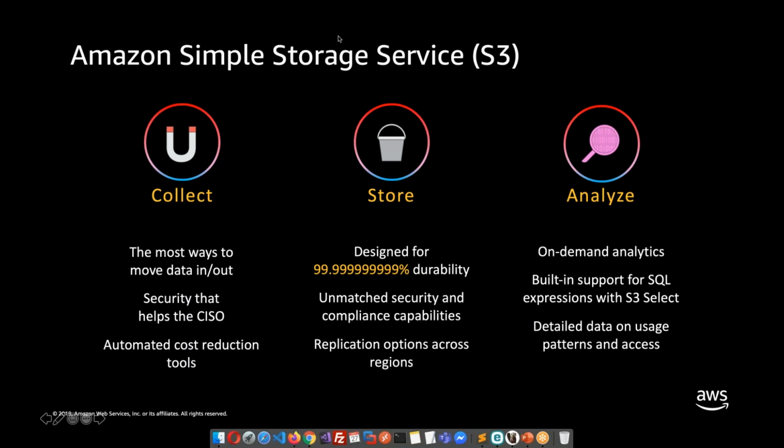For example, if you upload your file in the Singapore region, you can have replication enabled to another region. If you want to replicate it into Europe or the US region, you can. It will be done through the AWS console.